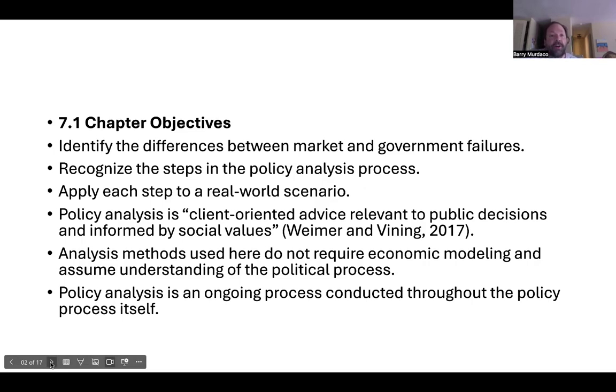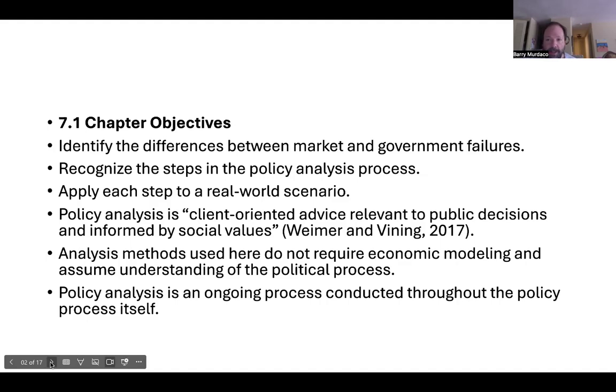So, again, the objectives of this chapter are to identify the differences between market and government failures, recognize the steps in the policy analysis process, and apply each step to a real world scenario. Policy analysis is client oriented advice relevant to public decisions and informed by social values. Analysis methods used here do not require economic modeling and assume understanding of the political process. Policy analysis is an ongoing process conducted throughout the policy process itself.